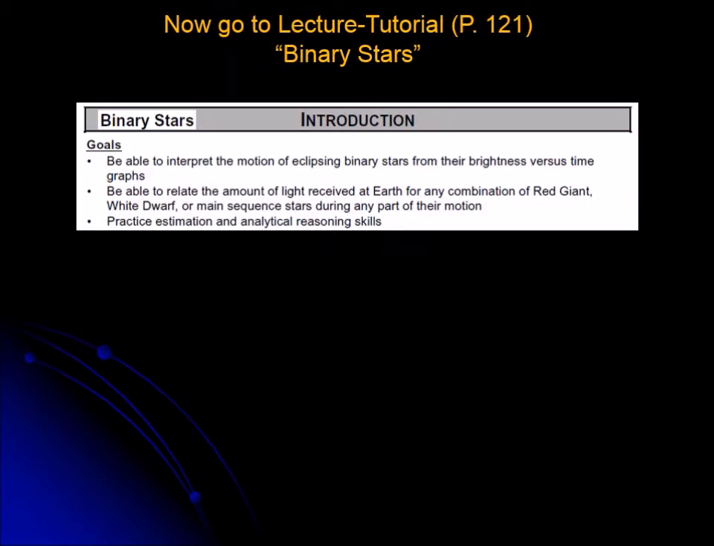Now for this, I want you to please go to your lecture tutorial booklet in page 121 and look at the exercise on binary stars. In this exercise, you will learn about eclipsing binary stars, and you're going to learn about the amount of light that we perceive at different stages of the eclipse. And I want you to please pause this video, do the exercise, spend say like 15 minutes doing it, and then come back to check your answers.